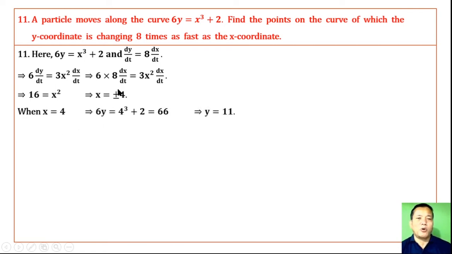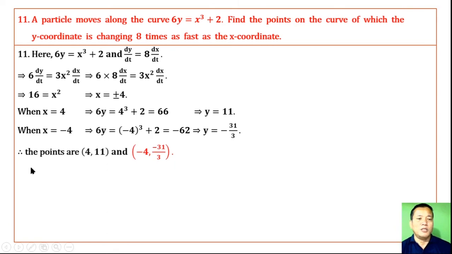When x is 4 in the curve, we get y equal to 11. When x is minus 4 in the curve, we get the corresponding value of y is minus 31 by 3. Therefore, the points are (4, 11) and (minus 4, minus 31 by 3).